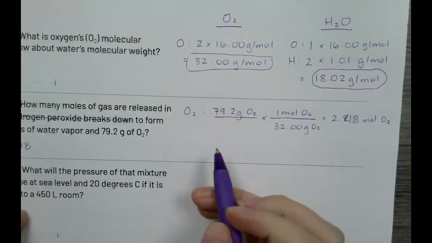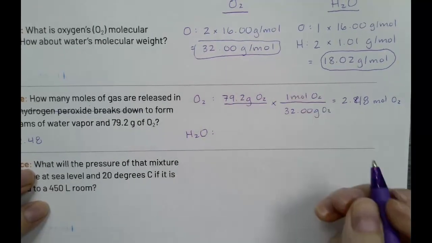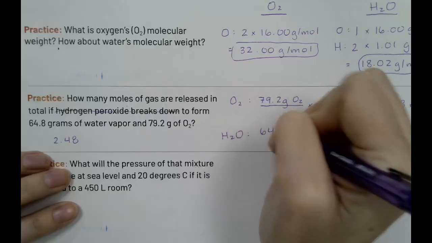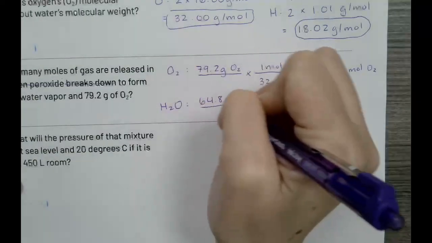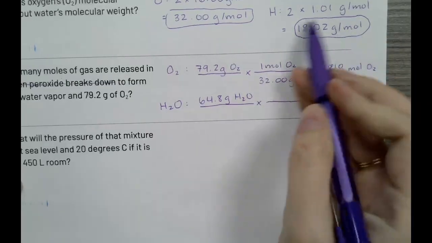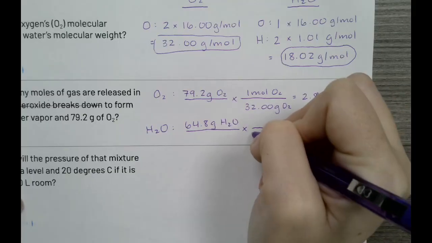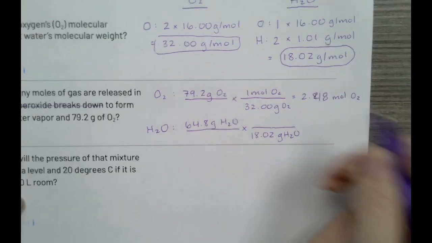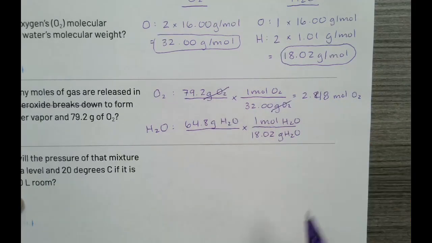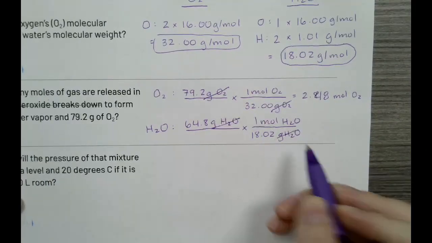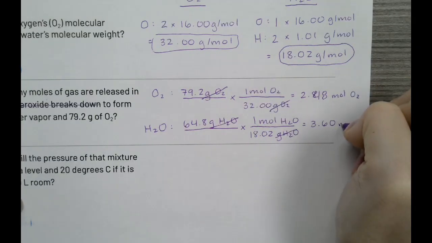But we also have to think about the water vapor. So water vapor is just water. There were 64.8 grams of it. That's what our problem said. And we need to convert that to moles. Well, once again, we've got our conversion right here. For each 18.02 grams of H2O, we have 1 mole of H2O. And just like these units canceled out up here, grams of H2O cancel out, and we're left with moles of H2O. And that's going to be 3.60 moles of H2O.